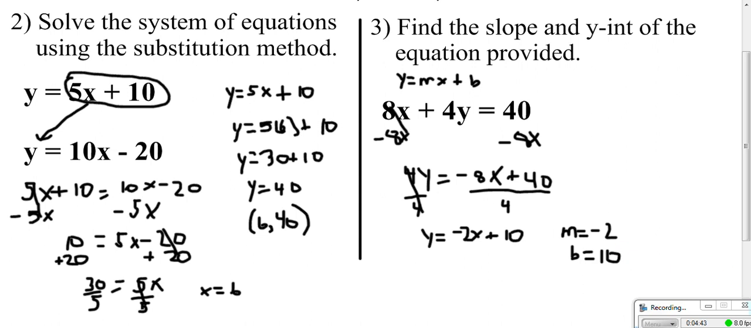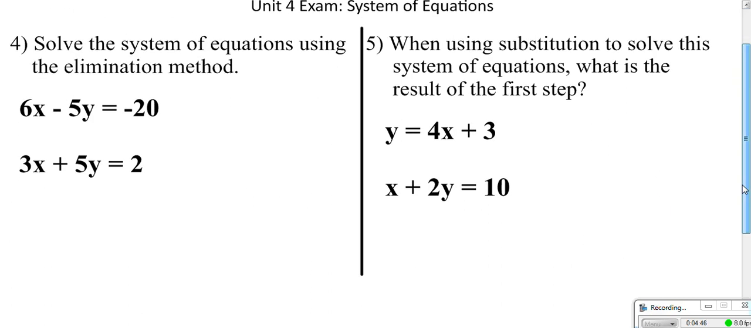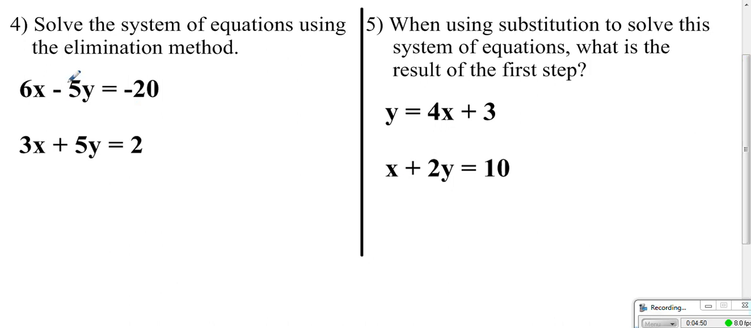And that's number 3. Number 4 says solve the system of equations using the elimination method. This is set up already, so negative 5y and positive 5y cancel out. 6x plus 3x is 9x. A negative 20 and a positive 2 make together a negative 18. You divide by 9. You can see why elimination is much easier. You're going to be solving for x in less than a minute. x equals negative 2. That's why people like the elimination method better.